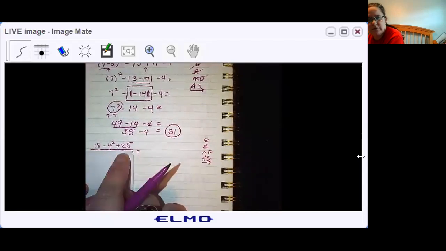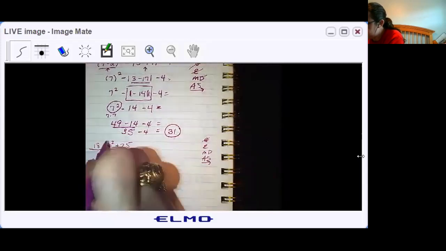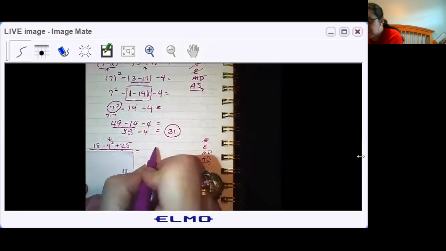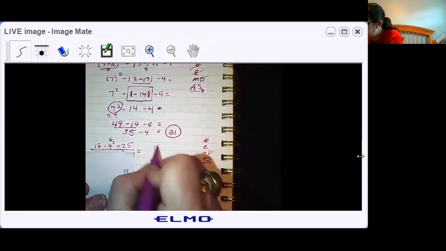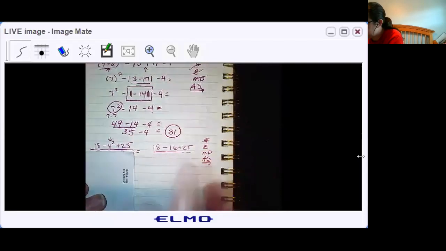Do I have groupings? No, I don't have groupings, so I can take that out. Okay. Do I have exponents? I sure do, right here. So what is 4 squared? Well, 4 times 4 is 16. So 4 squared gets replaced with 16. Now, I'm not worried about the bottom yet. I'm going to leave some space in my problem, but I'm not going to worry about it.